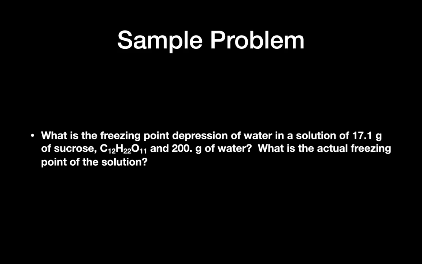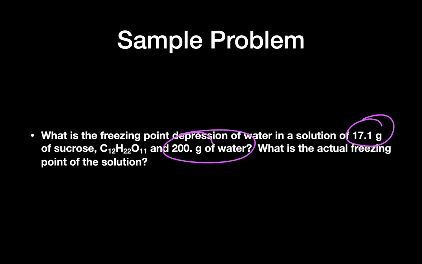So, example: what is the freezing point depression of water in a solution of 17.1 grams of sucrose and 200 grams of water? And then what is the actual freezing point of the solution? So first thing that we do is we change this to moles. That's why I always tell you the first thing that you do when you see grams, change it to moles, because grams are not useful, moles are useful. And your 200 grams of water, you're going to want to make into kilograms. And then you're going to use your delta TF equals KF times m formula.